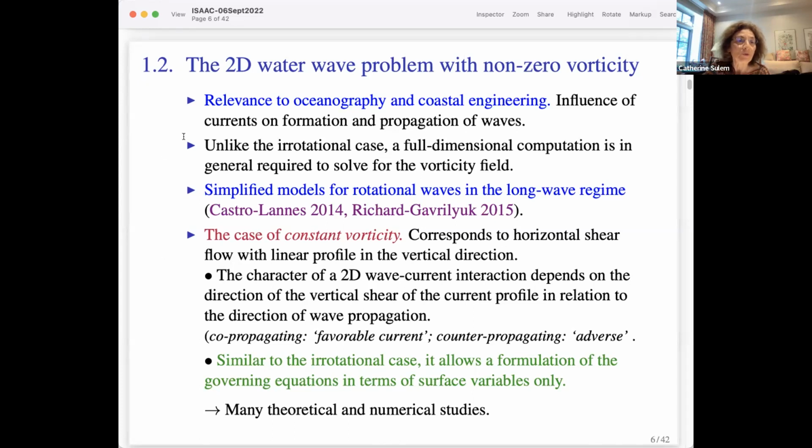And because of this complexity, a number of models have been derived, in particular in the long wave regime, in work by Castro and Lannes, also Richard and Gavrilyuk, where they proposed simplified models for rotational waves. Now, one situation that has attracted a lot of work is the case of constant vorticity. Of course, it's an important mathematical simplification.